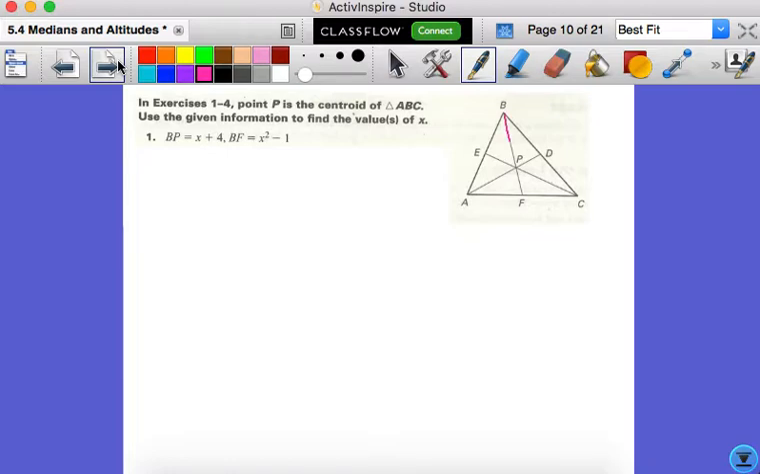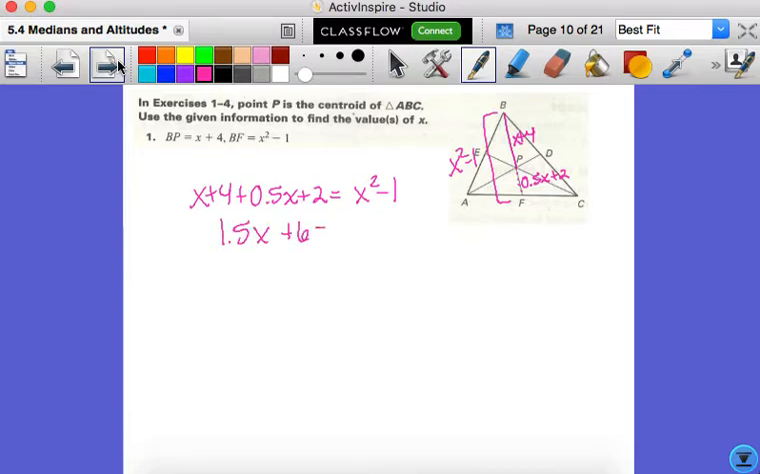So this says B to P is x plus 4, and the whole thing is x squared minus 1. So looking at that, I know the larger part of that median. So I'm going to cut that in half to say half of x plus 2 would be this part here at the bottom. So altogether, x plus 4 plus half of x plus 2 should equal x squared minus 1. I'm going to combine my like terms. And then because I have a quadratic, I'm going to set everything equal to 0.